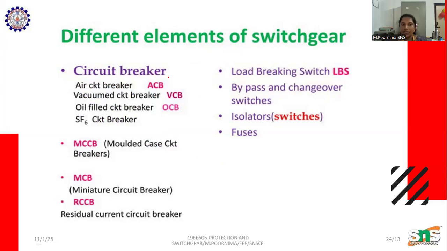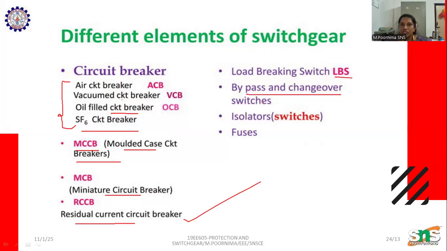One is the circuit breaker, of which we have many types: air circuit breaker, vacuum circuit breaker, oil filled circuit breaker, and SF6 circuit breaker. Then MCCB, that is molded case circuit breaker, MCB, that is miniature circuit breaker, RCCB, that is residual current circuit breaker, and load breaking circuit breaker, bypass and changeover circuit breaker, isolator, that is switches, and fuses. So these are the different elements of switchgear.